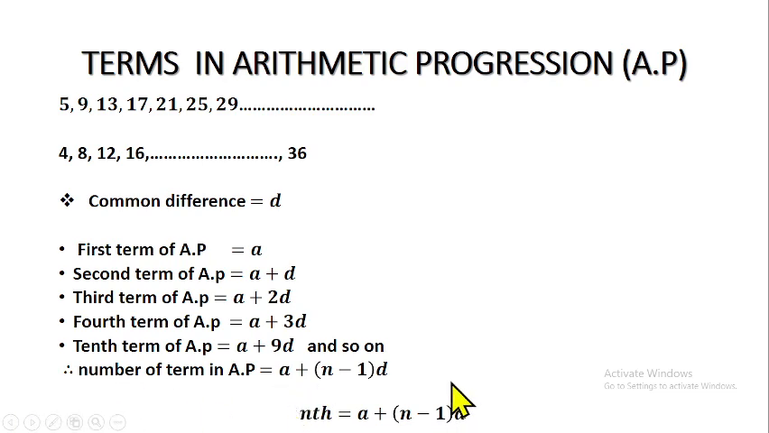So technically, if I want to find any term in an AP, and I'm sure that the sequence is an arithmetic progression, I can use this formula, A plus open bracket n minus 1 close bracket times D, to find it, where A is the first term of the sequence, n is the number of the term we are looking for, and D is the common difference of the sequence.